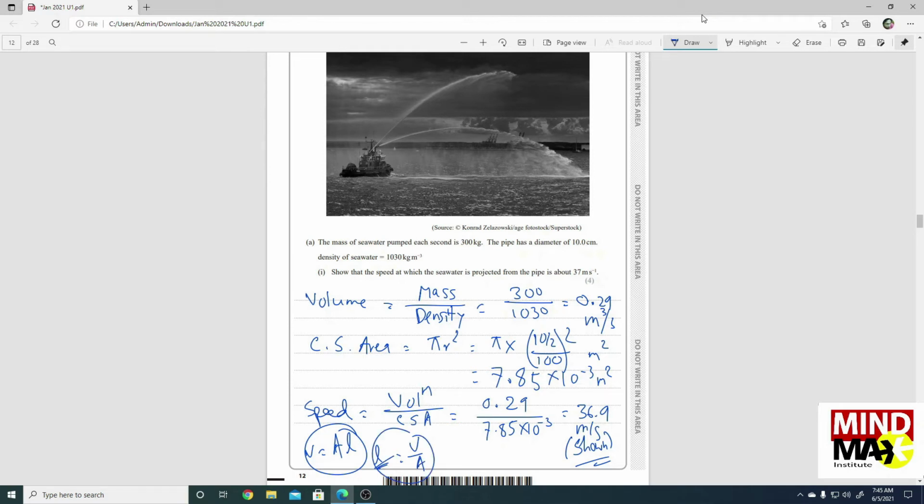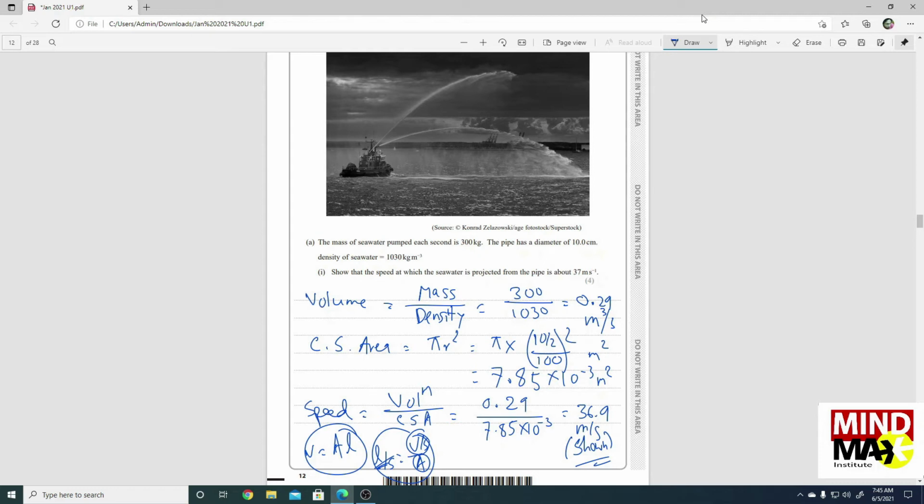But if I say how much length is covered per second, that is something I can get from volume per second divided by cross-sectional area. How much volume is ejected per second divided by cross-sectional area. If I do that one, I'm going to get the length that is being cleared every second. Length per second is basically speed, right? So volume is mass by density. I found that. Cross-sectional area of the pipe, it has a diameter of 10 centimeters.